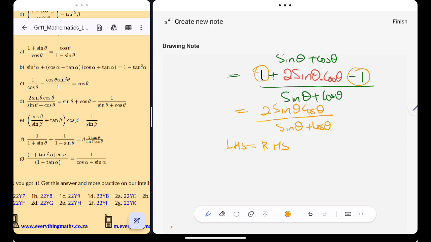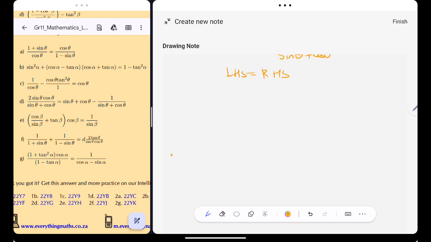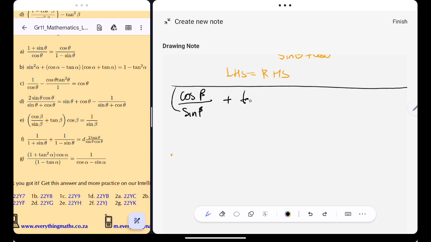Now I've proven that the left hand side is the same as the right hand side. And then I'm supposed to show that, let me use different ink, cos beta all over sine beta plus tan beta, multiplied by cos beta, is equal to 1.